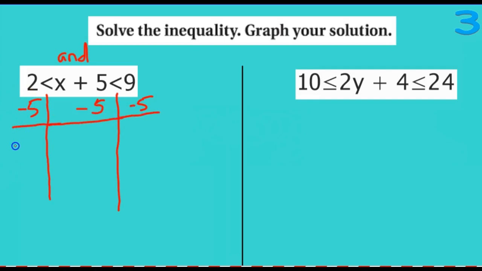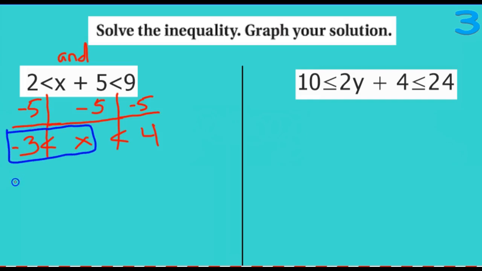So 2 minus 5 gives us a negative 3, which is less than x, which is less than 9 minus 5, which is 4. So our new inequality is negative 3 is less than x, which is less than 4. So we have to split this up so we can graph it. Negative 3 is less than x, and x is less than 4.